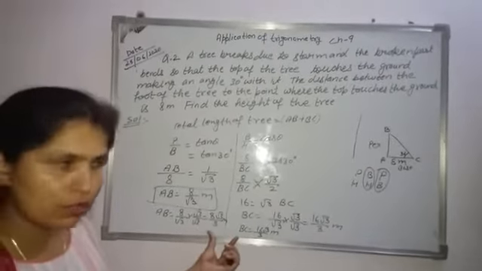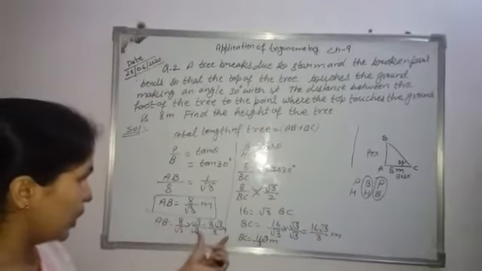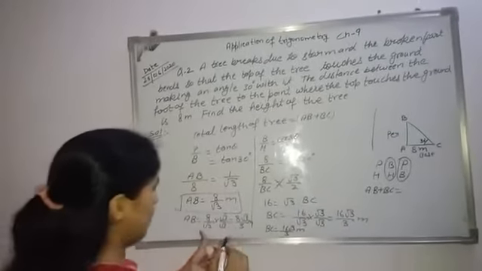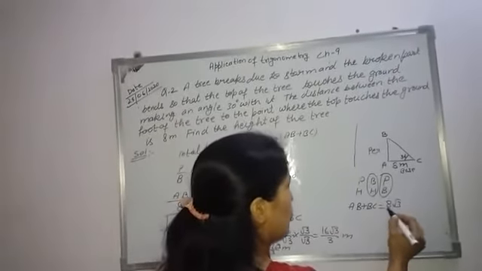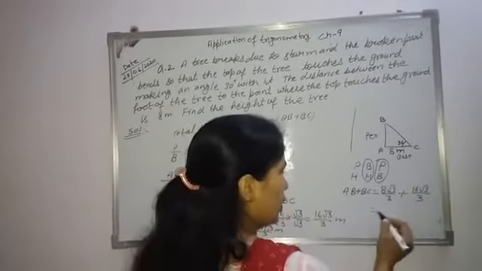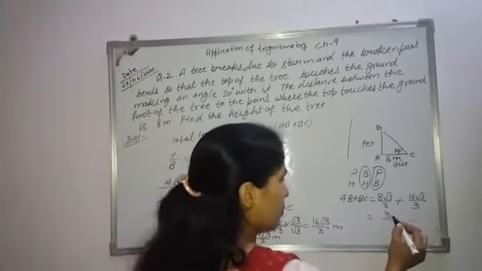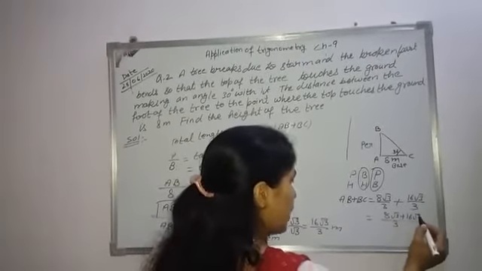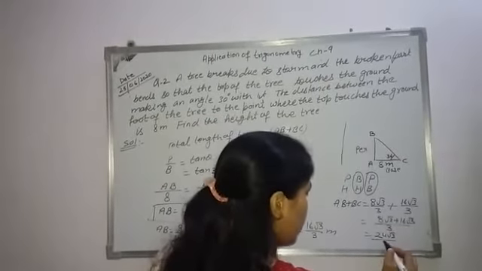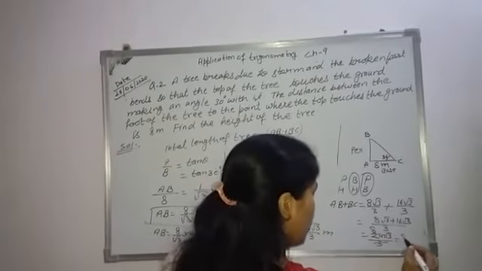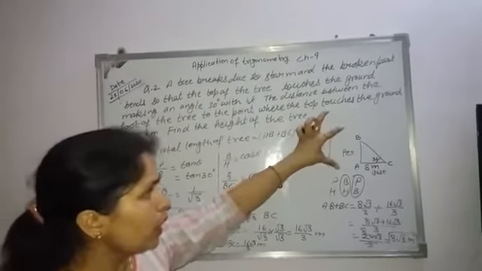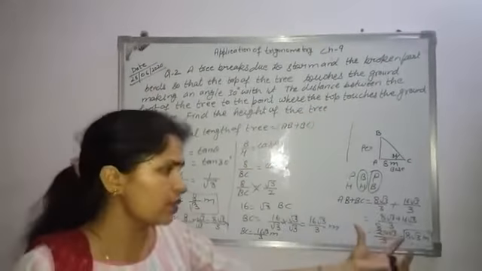But total length we want to find out. It means AB plus BC. Now AB plus BC will be equal to, AB is 8 times root 3 upon 3, plus 16 times root 3 divided by 3. So for this sum, 3 is the LCM. 8 times root 3, 16 times root 3. 16 plus 8 is 24 times root 3 divided by 3. 24 divided by 3 is 8, so 8 times root 3 meter. So this is the total height of this tree, and this is the required answer.